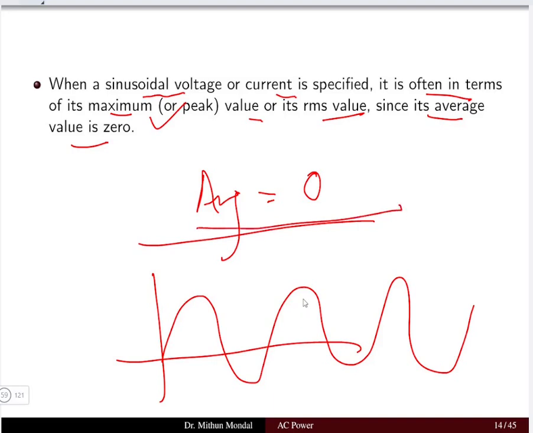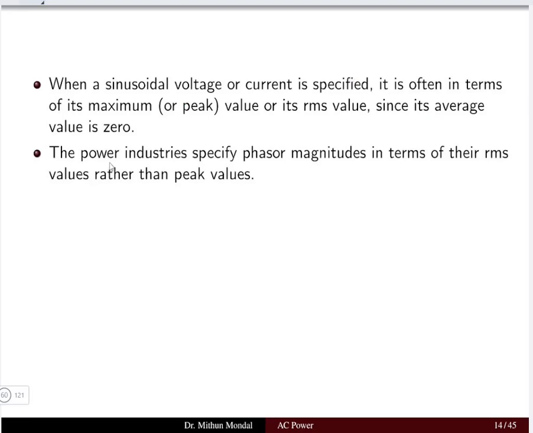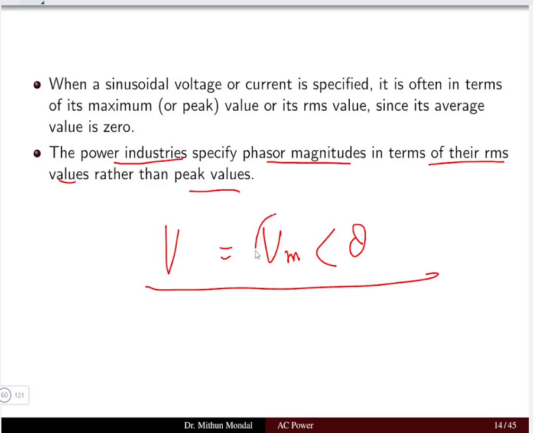we are not interested in the average value. We are interested in the RMS value. Power industries specify the phasor magnitude in terms of their RMS value rather than peak value. What is the meaning of that? If we have the voltage V written in the form Vm angle theta, this is your phasor, and we always say this is the maximum value of the voltage. Now power industries prefer to give this value as the RMS value.